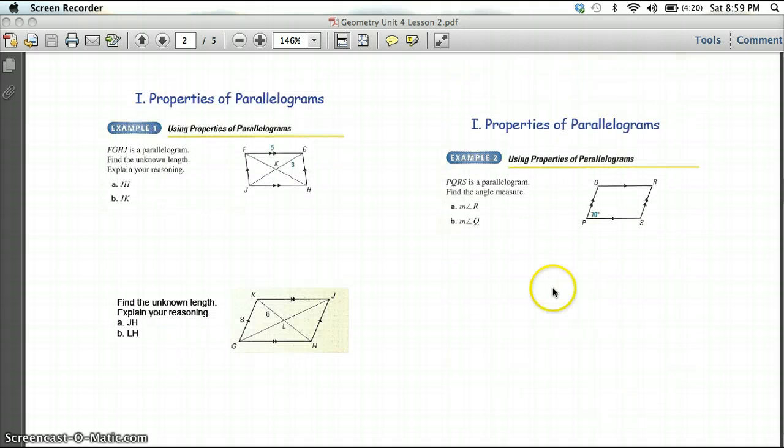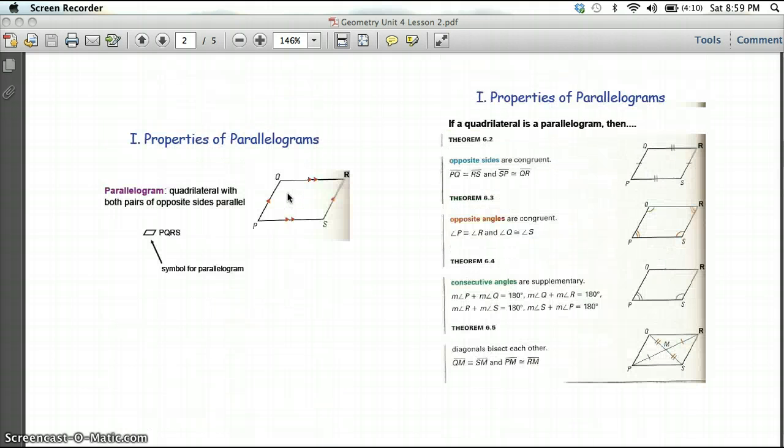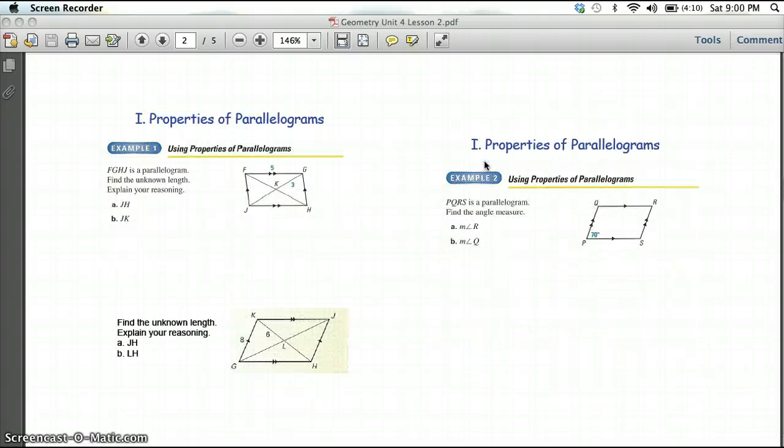So let's go ahead and talk a little bit about these properties. In example 1 here, it says FGHJ is a parallelogram, so find the unknown length and explain your reasoning. JH is going to be 5 because, remember, if you go back up to the properties, opposite sides are congruent. The opposite side of FG is JH, so JH has to be 5. And then JK, if you remember, the lines that bisect each other are congruent. So G and K is 3, which means K and J have to be 3.